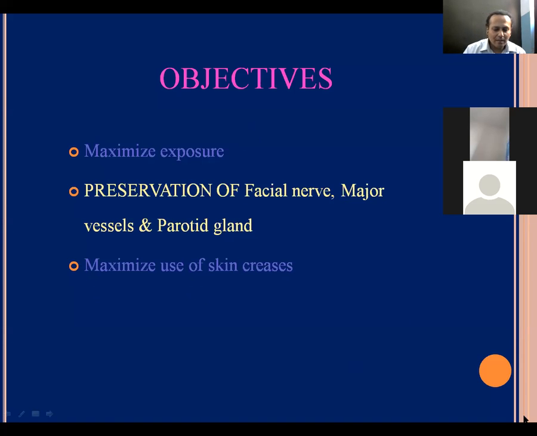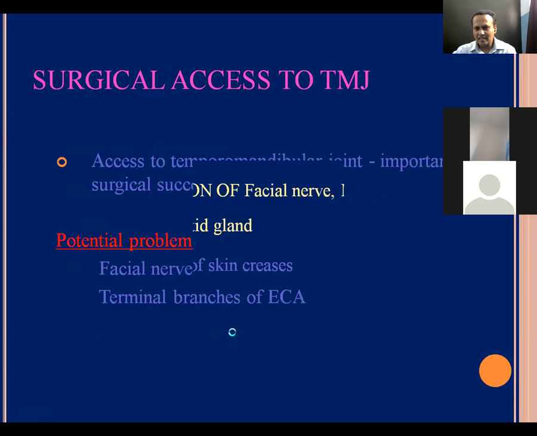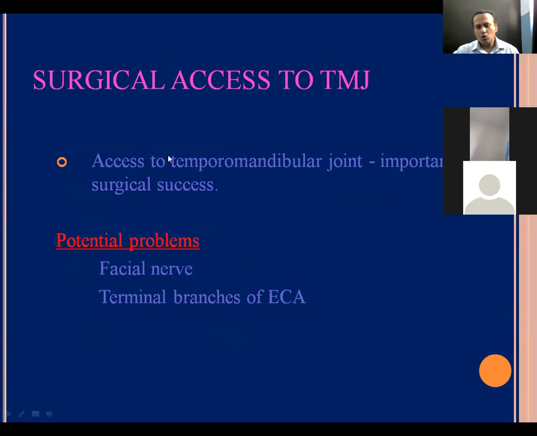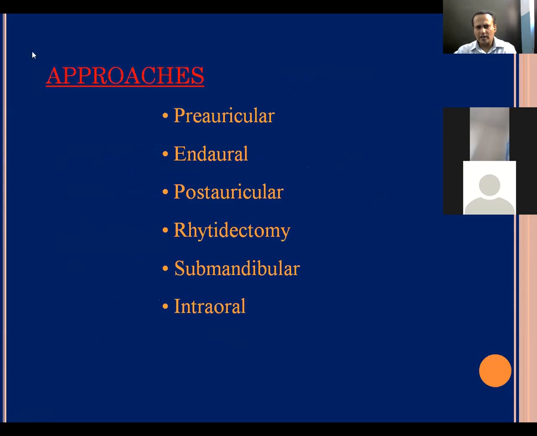So that is why it is recommended that incisions be taken in the skin creases only, wherever possible. So these are the objectives: maximum exposure, preservation of the vital structures, nerve, vessels, and parotid gland, and maximum use of skin creases. Now, how to gain surgical access to the temporomandibular joint? Surgical access to the temporomandibular joint is gained by a few approaches. So, what are those approaches?